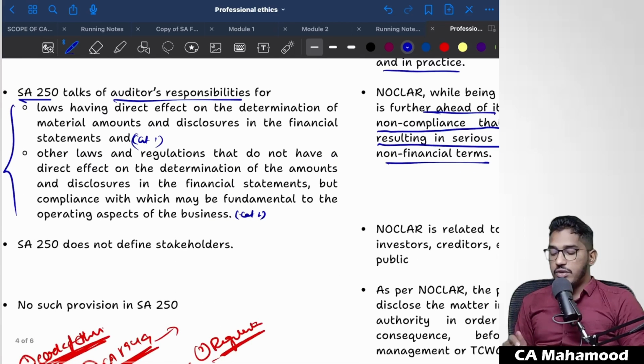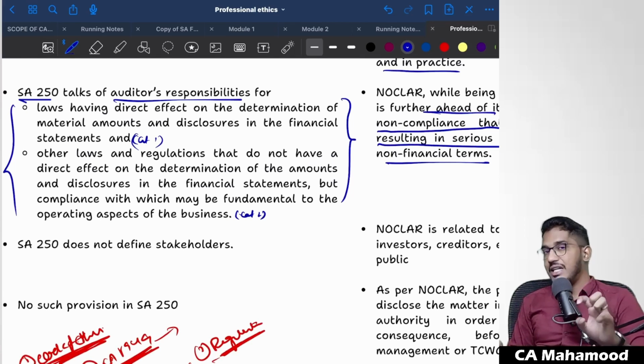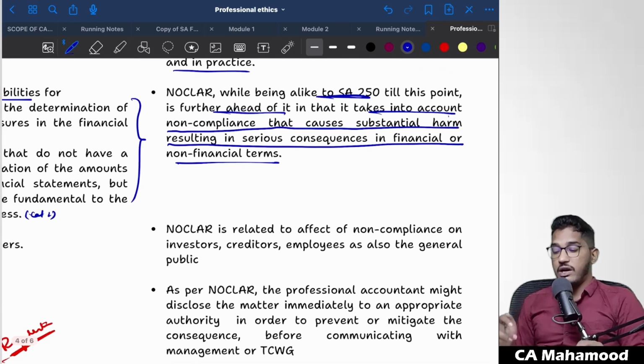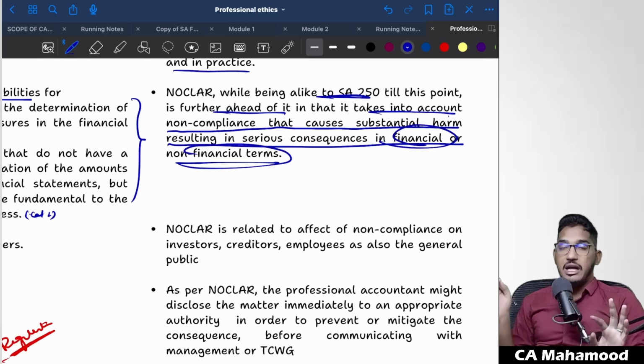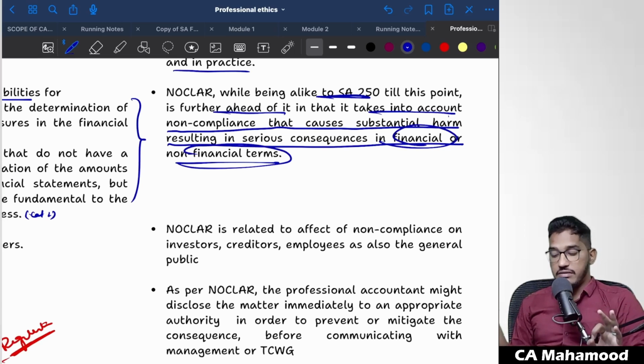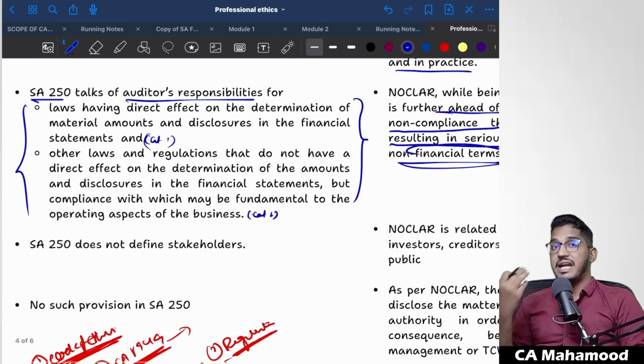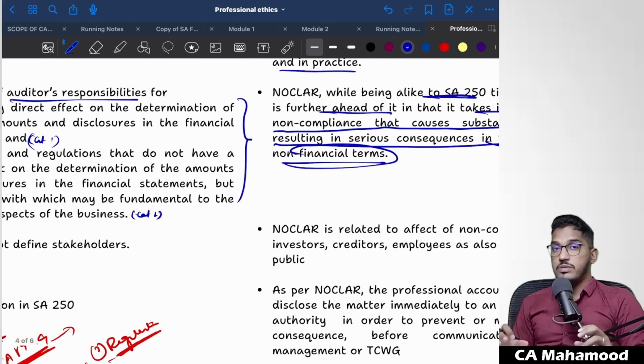So SA 250 talks about auditors' responsibility mainly related to financial related laws and regulations, but NOCLAR is talking about non-compliances with every law and regulation, whether that could be financial consequences or non-financial consequences. Every kind of law and regulation is getting covered under NOCLAR. Whereas SA 250 talks about mainly auditors' responsibilities regarding those laws and regulations which have financial consequences, but NOCLAR is much wider. It talks about every law and regulation which is having either financial consequences or non-financial consequences, doesn't matter.